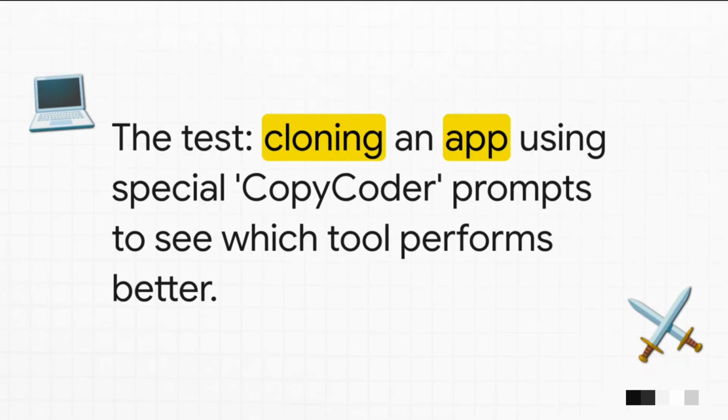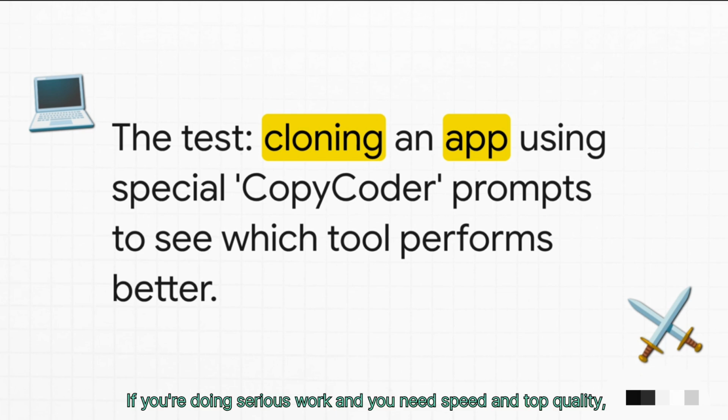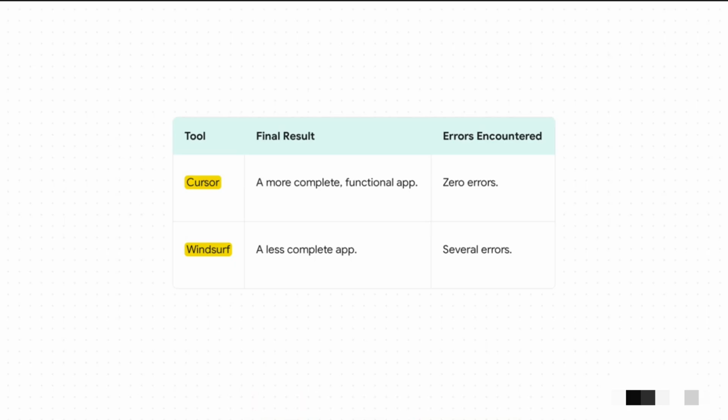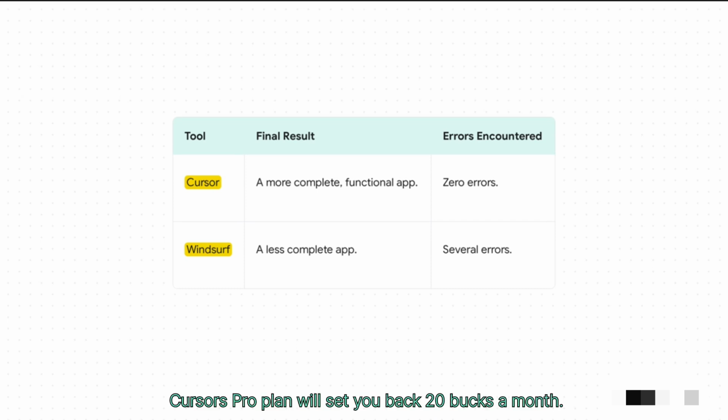So to put this to the test, the review set up a simple head-to-head challenge. The task was to clone an application using what are called copy coder prompts. Basically, a straightforward test to see which tool could replicate an app more effectively. And the results here? They were pretty black and white. Cursor just crushed it. It delivered a more complete, fully functional app, and get this, with 0 errors.